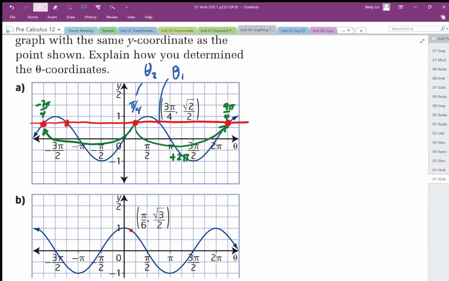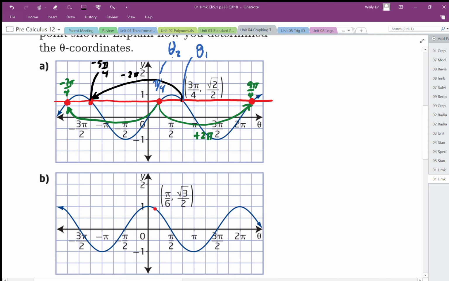The other one here is also a repetition, but it's a repetition of the 3 pi over 4 angle. So I can go backwards from here, and again, that's just the same position on a different period, so that's going to be minus 2 pi. So this angle here is related to the theta 1 that I've drawn here, and it is going to be 3 pi over 4 minus 2 pi. That's going to give me negative 5 pi over 4. So those are the four positions on that graph.